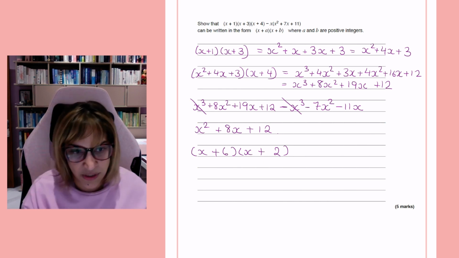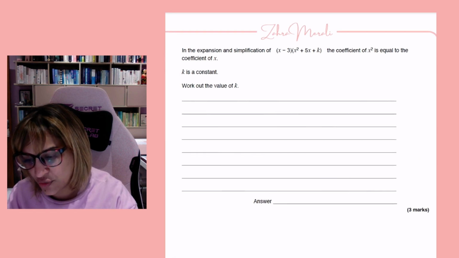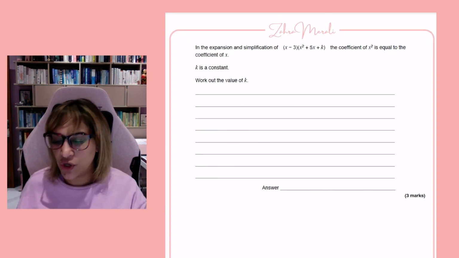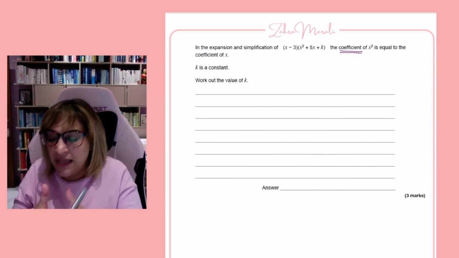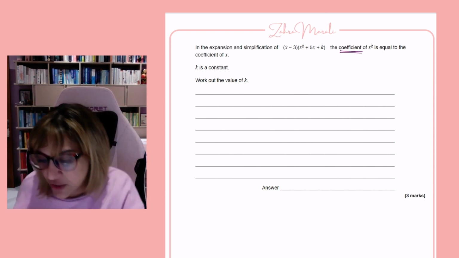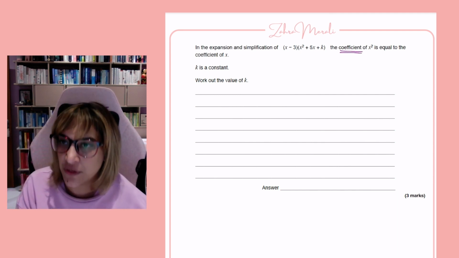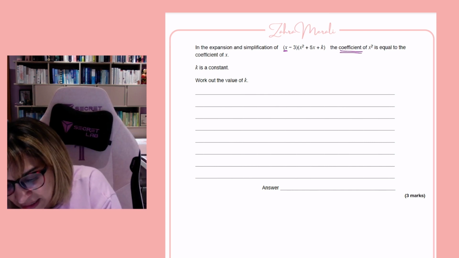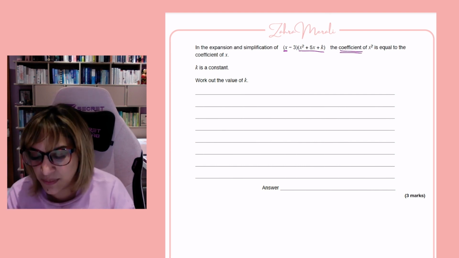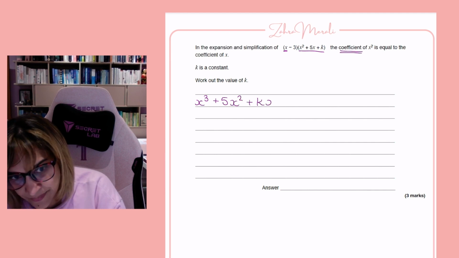Right, next we're going to be looking at a question where they don't give you something and they talk about coefficients. So remember, a coefficient is effectively the bit in front of. So the coefficient of x squared is the bit that's going to be in front of your x squared. Right, so let's open this out first. So we're taking the whole of this bracket and multiplying it by x. So we get x cubed plus 5x squared plus kx.